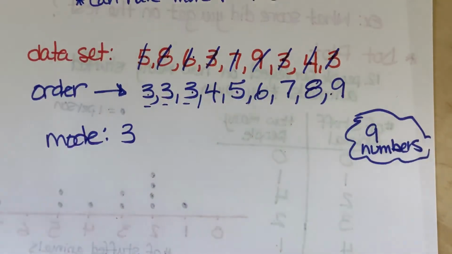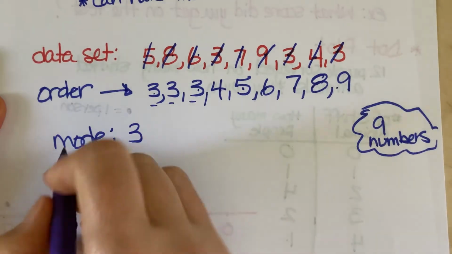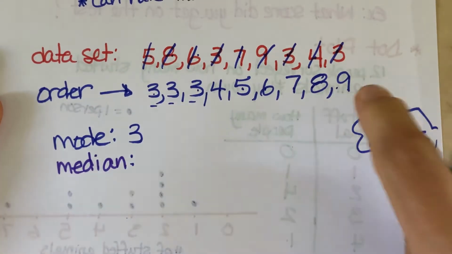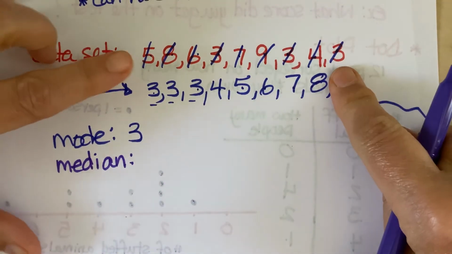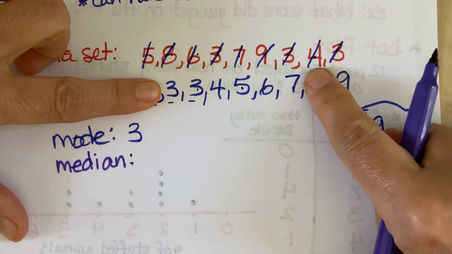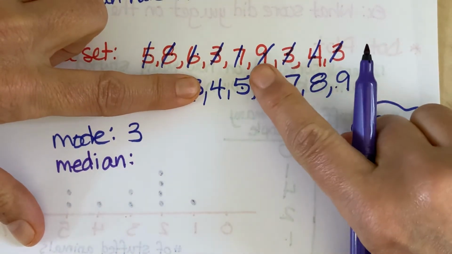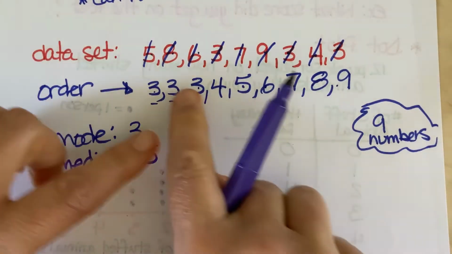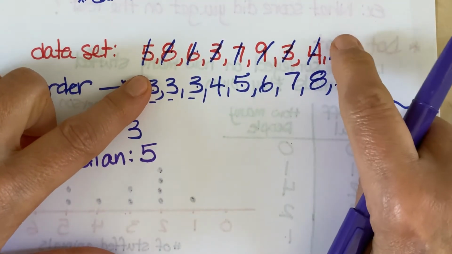All right, the median. That is my middle number, okay? I am going to go high and low. High, low, high, low, high, low, high, low. My median's 5.